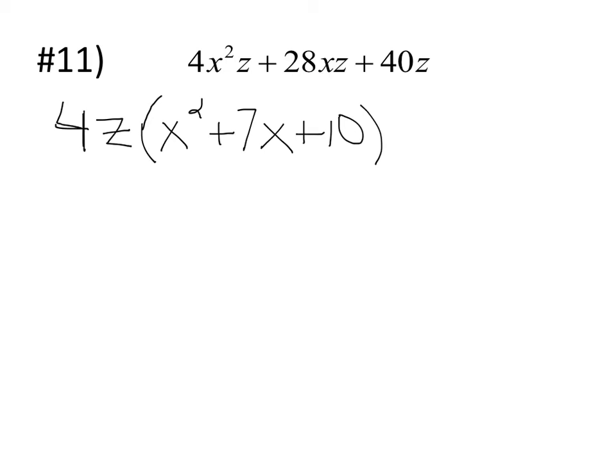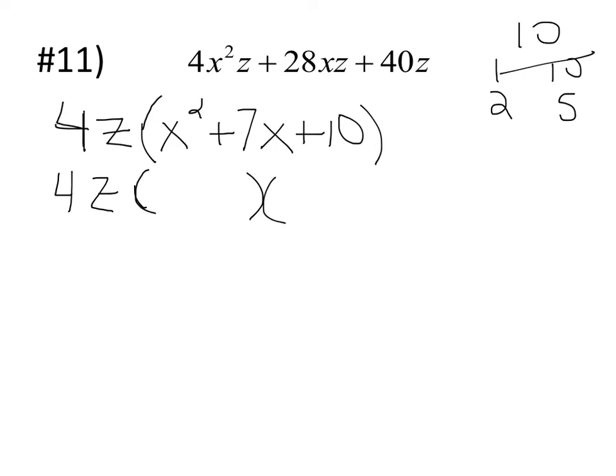So now in order to factor the inside, we're multiplying 1 times 10. So I need the factors of 10, which are 1 and 10, and 2 and 5. Which one's going to give me 7? 2 and 5. So leave my 4z out front. Go ahead and begin my construction. I've got x and x. Keep your first sign. If your first sign is positive, you keep your second sign. Write your larger number first.